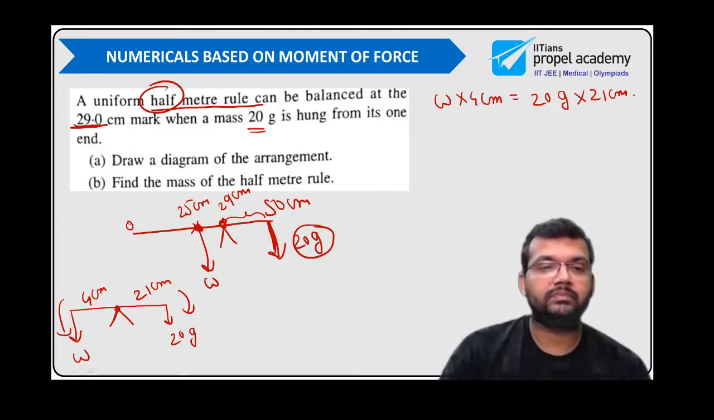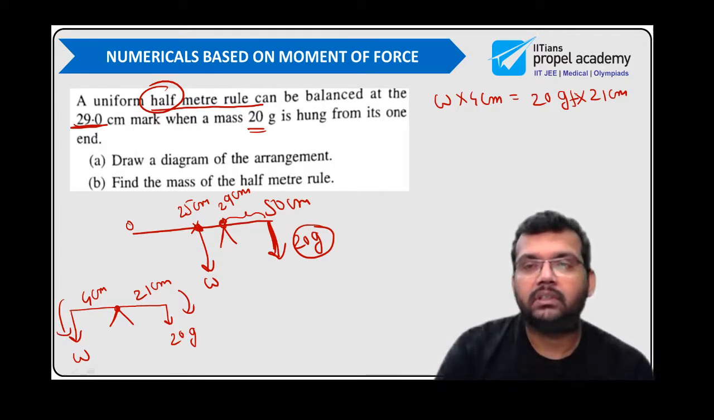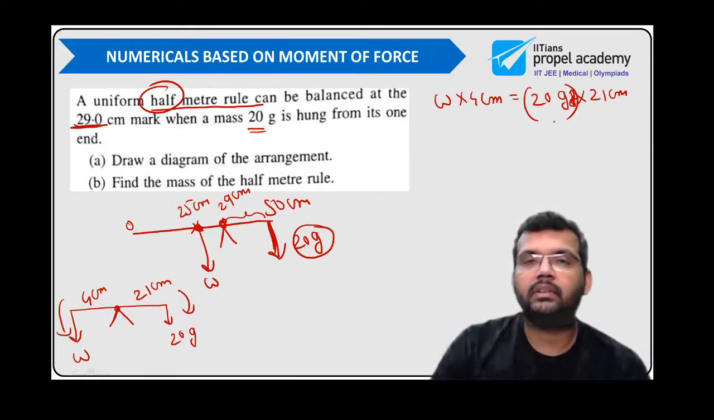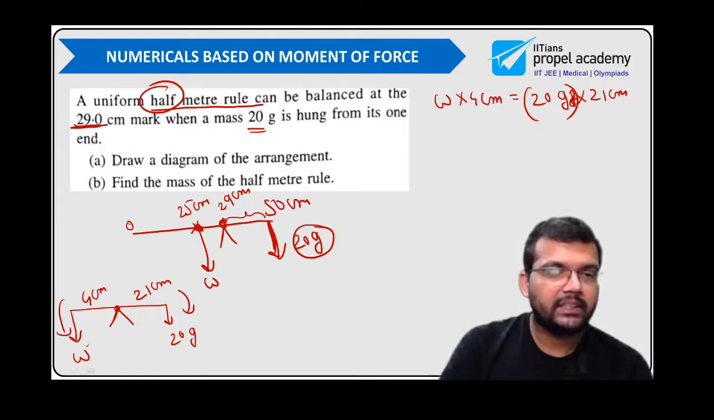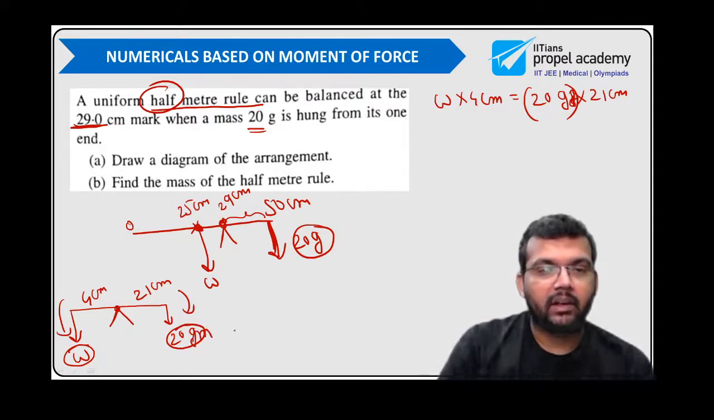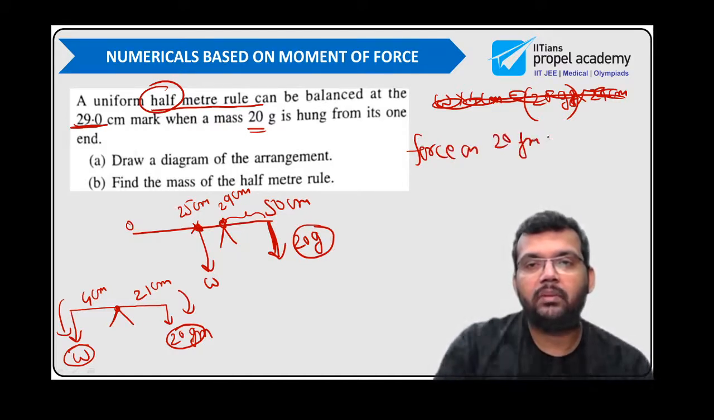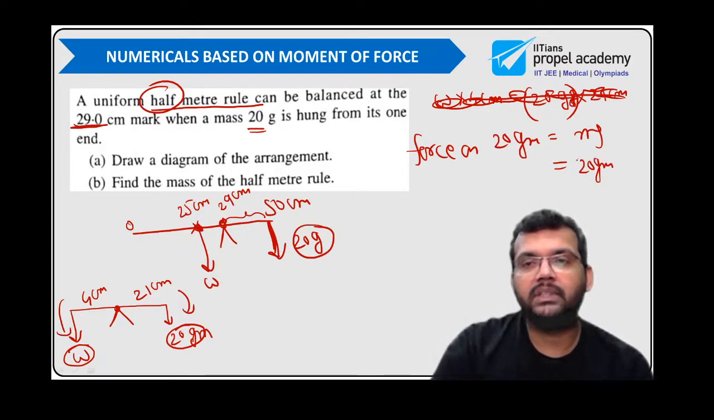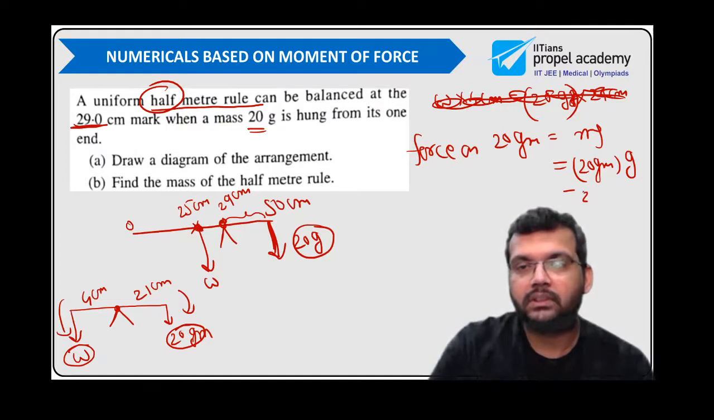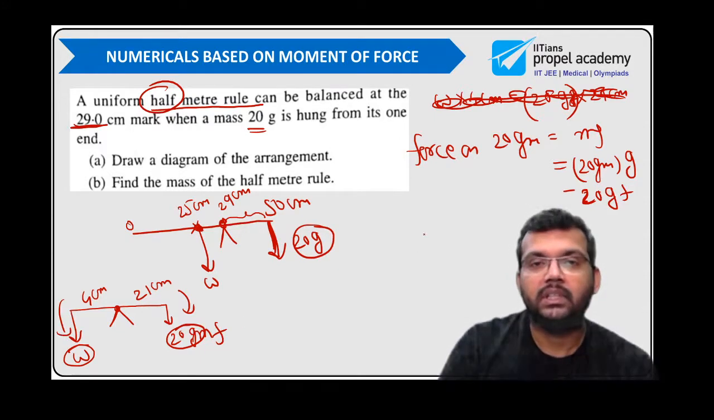You may ask me, 20 gram is not force. So force on 20 gram is 20 gram force, gf. Or we can write in terms of grams or mass, because you see here, one side you have weight, the other side you have 20 gram. So force on 20 gram equals mg, that's 20 gram into g, nothing but 20 gram force. Which means you have to write here, instead of gm, you can write gf, 20 gram force.